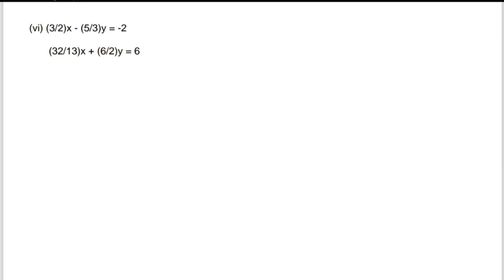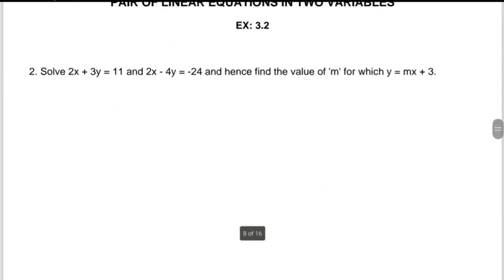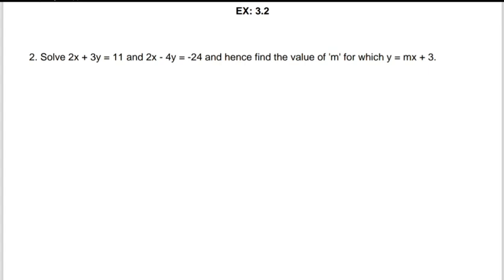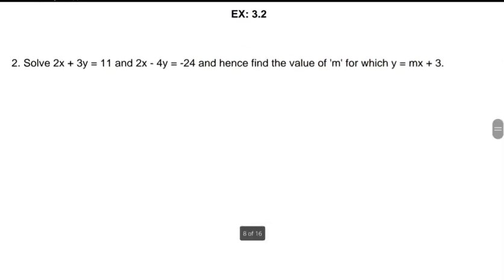Now the sixth one: 3 by 2x minus 5 by 3y is equal to minus 2. And the second is, sorry, the question is wrong. We can do the second one. I'll change it later. So the second question is, solve 2x plus 3y is equal to 11 and 2x minus 4y is equal to minus 24, and hence find the value of m for which y is equal to mx plus 3. So two equations are given and we should find the value of m where y is equal to mx plus 3. So let's do it. Let's do the substitution method.